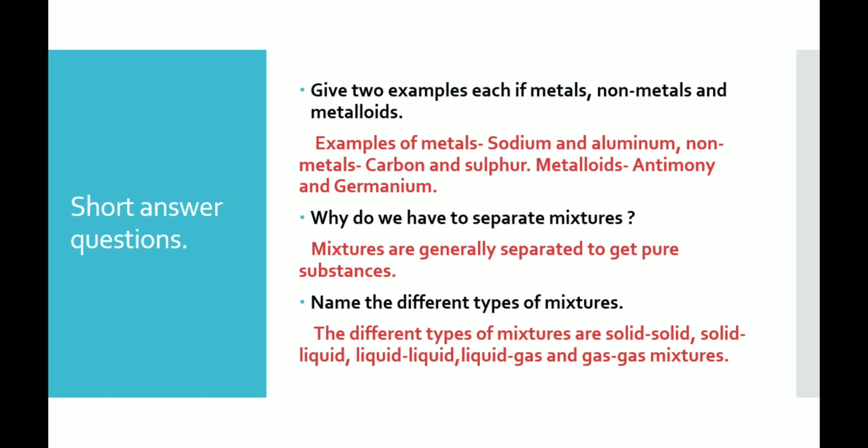Next, the E part, that is short answer questions. The first question goes like this. Give two examples each of metals, non-metals and metalloids. The answer is, examples of metals, solid, that is sodium and aluminum. Examples of non-metals, carbon and sulfur. Examples of metalloids, that is they are neither metal nor non-metal. The examples are antimony and germanium.